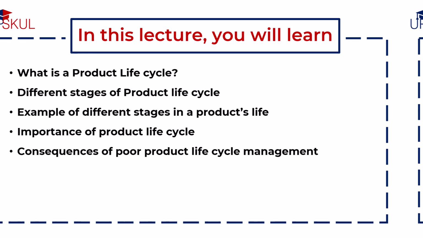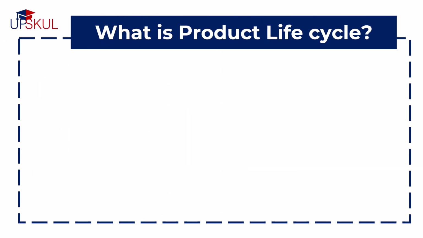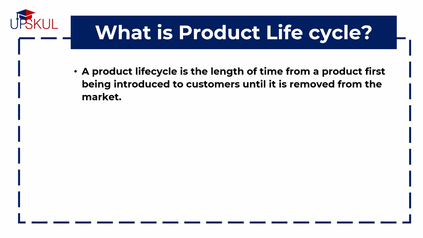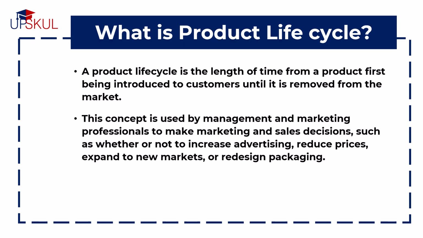What is product life cycle? A product life cycle is the length of time from a product first being introduced to customers until it is removed from the market. This concept is used by management and marketing professionals to make marketing and sales decisions, such as whether or not to increase advertising, reduce prices, expand to new markets, or redesign packaging.